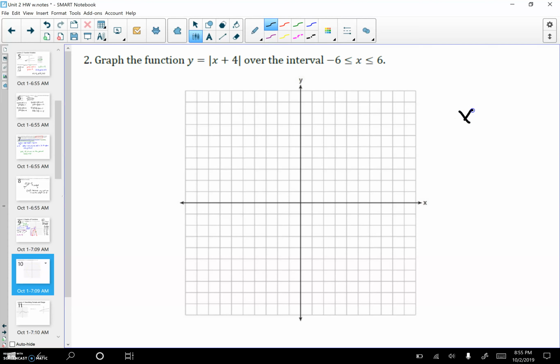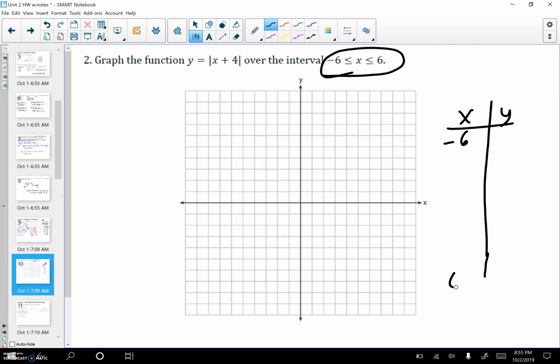For our second question, y equals absolute value x plus 4, again, we're going to want to use our calculator. Okay, we're going to want to make a table. Now at this point, though, it's over the interval -6 less than or equal to x less than or equal to +6. So what that means is we need to make sure that we don't have any arrows on this graph. It is only going to go as low as -6 and as high as +6 on our table. And we're going to do our best to fill in every point in between.